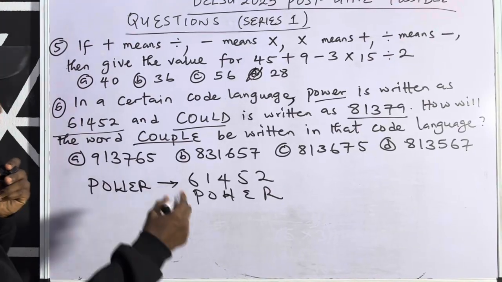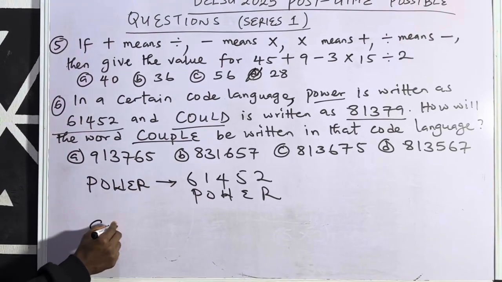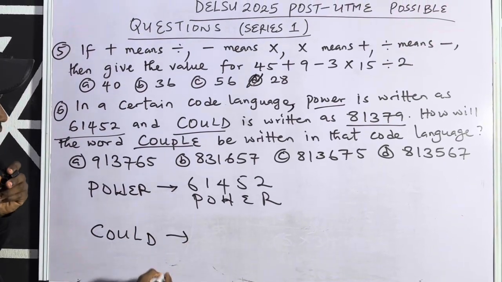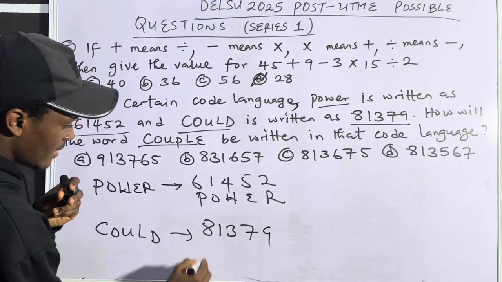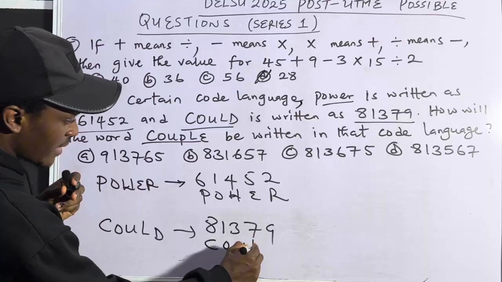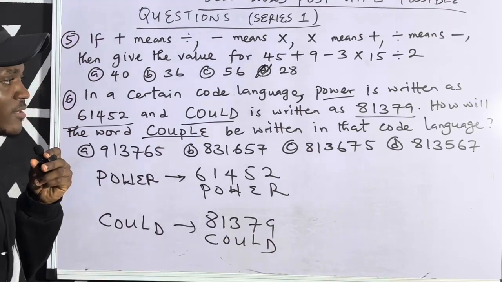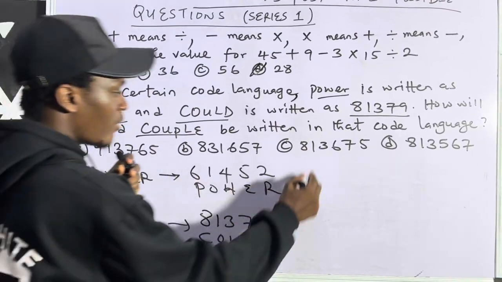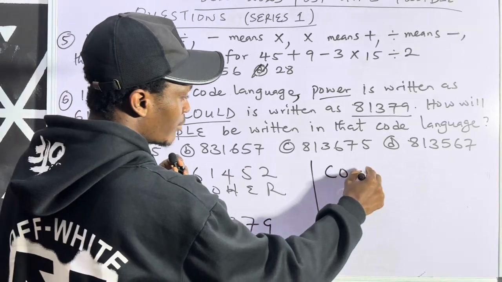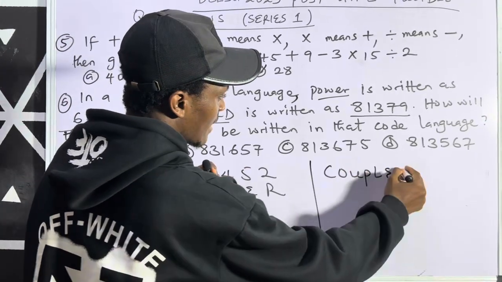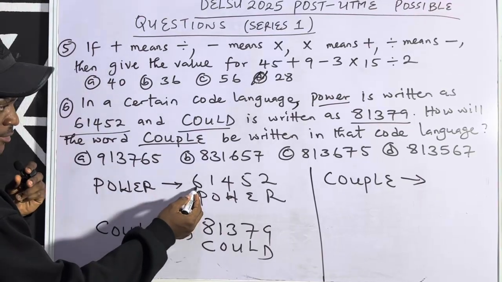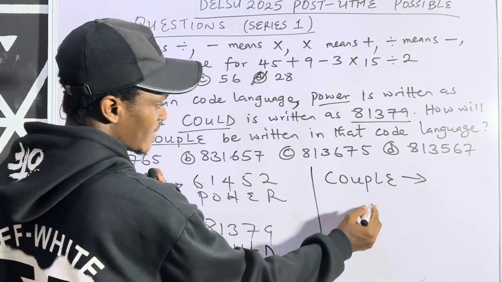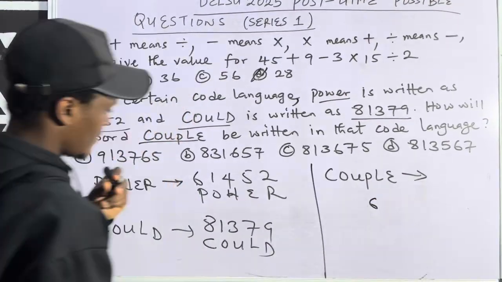Then next, could is written as 81379. COULD. So these are the representations. Now they are asking us, how will you write couple? Then let's get it. Now P is 6. Do we have P in this one? Yes, we have it, 6.